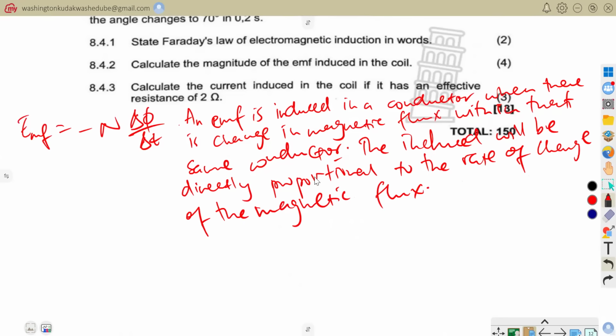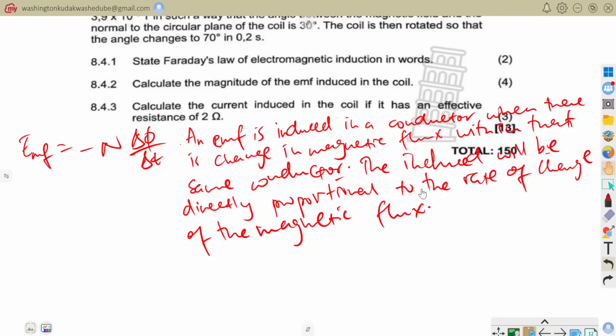That is what Faraday's law says. It says that an EMF is induced whenever there is a change in magnetic flux within a conductor. And we are saying that the induced EMF will be directly proportional to the rate of change of magnetic flux. Now they're saying calculate the magnitude of the EMF induced in the coil. So for the EMF induced in the coil, we now need to see the given data.